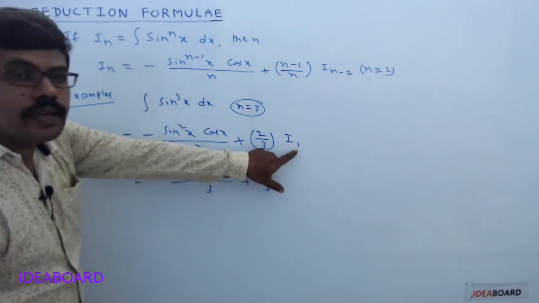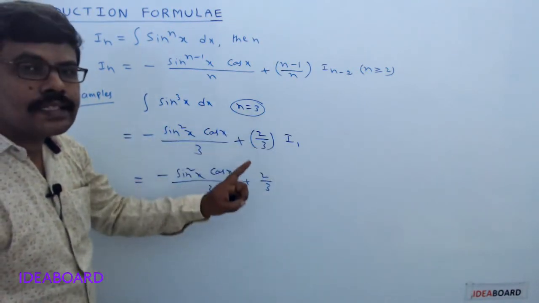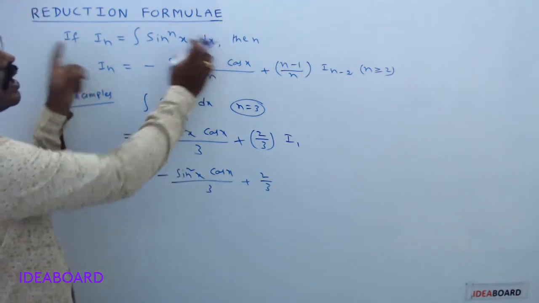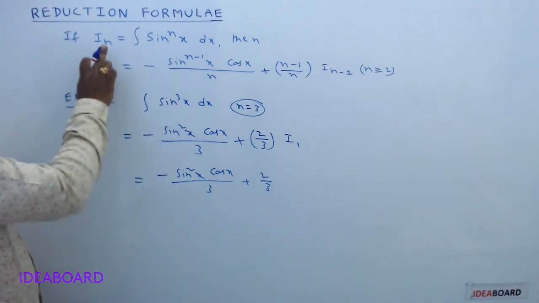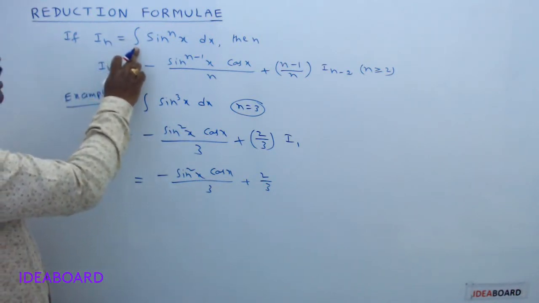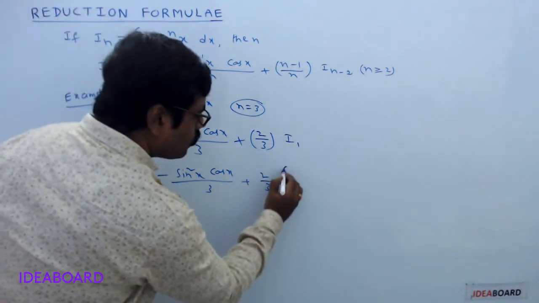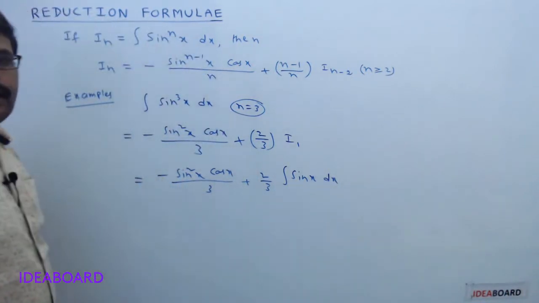Here n value is 1. So n equals 1 means it is less than 2. Your n value is less than 2, so use the given function. Substitute n equals 1: I1 equals integral sin x dx. So in place of I1 you write integral sin x dx.